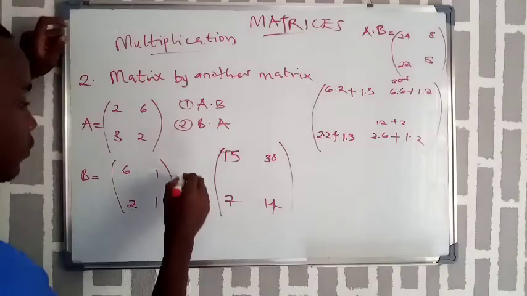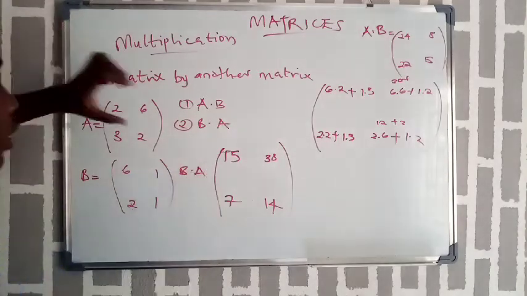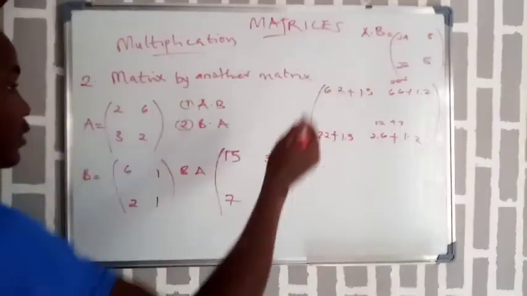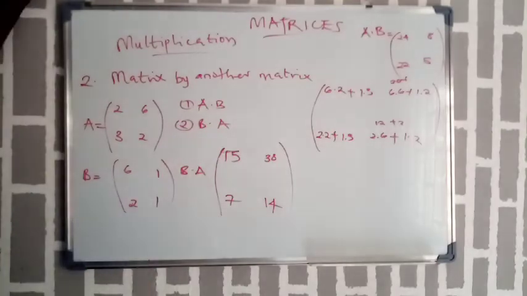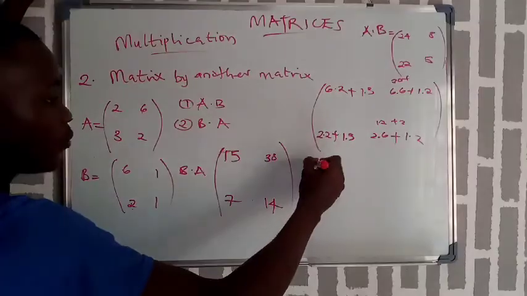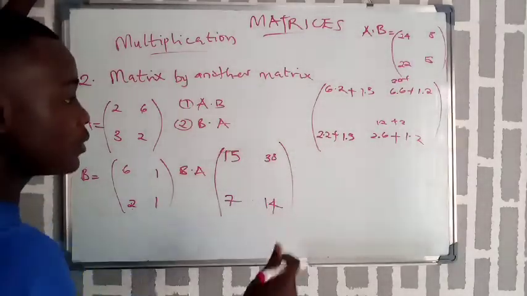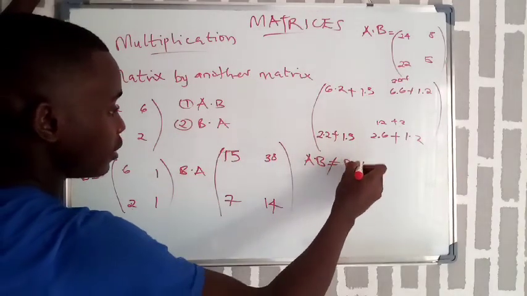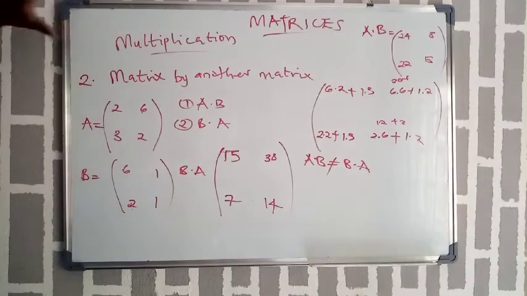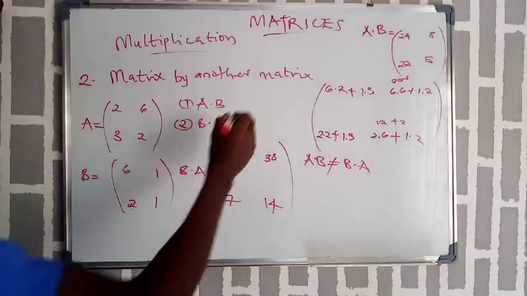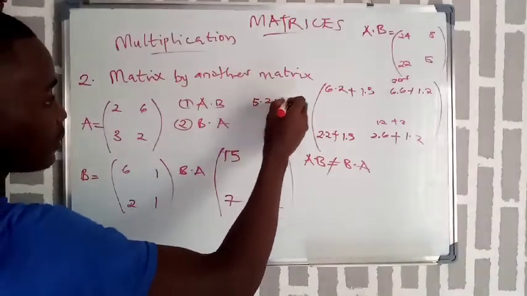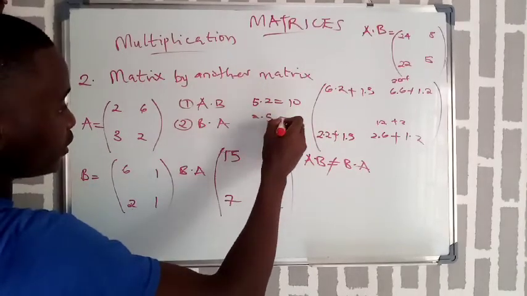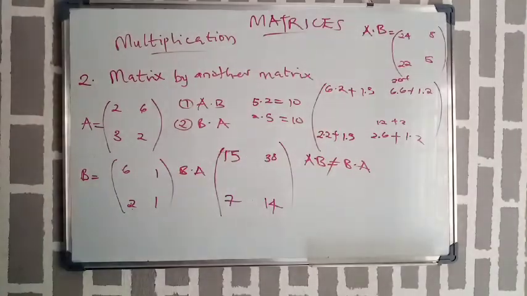So we see this is B for A. You see now, the answer we had for A dot B is not equal to B dot A. That is showing us that multiplication of matrices is not commutative. That means A dot B is not equal to B dot A, unlike in normal multiplication of whole numbers where 5 dot 2 is equal to 10 and 2 dot 5 is still 10. In matrices, it is not the same way.